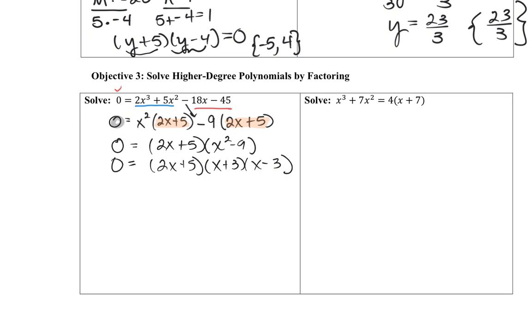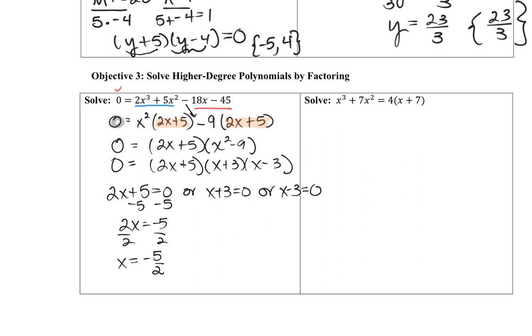It's that difference of squares pattern that I need to be able to recognize. So now I've got 3 possibles, right? 2x plus 5 equals 0, or x plus 3 equals 0, or x minus 3 equals 0. So subtract 5, 2x equals negative 5, divide by 2, negative 5 halves. This one, subtract 3, this one, add 3. So there's my solution set. I got 3 answers for this one. Yeah, because it was a cubic, right?